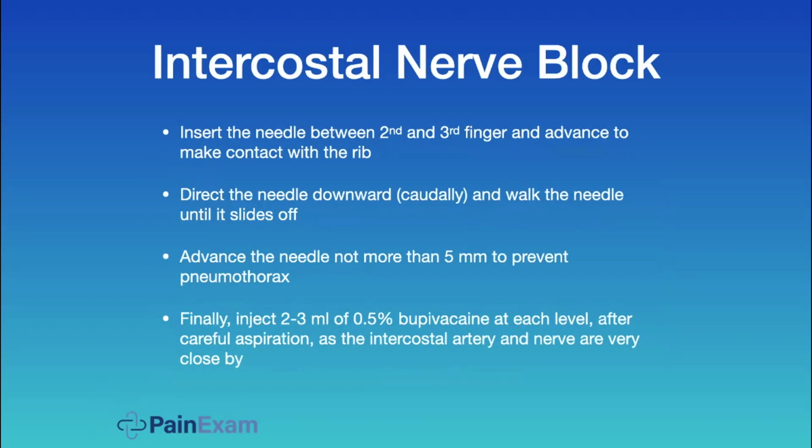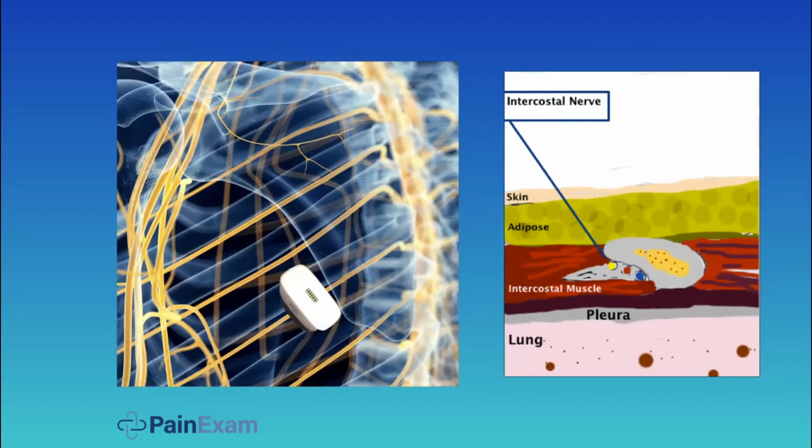And you don't want to go in any more than 5 millimeters to prevent pneumothorax. Of course, it varies from patient to patient. Some patients may be 2 millimeters. So you have to be smart about how you do this. And of course, I wouldn't do it blind unless I didn't have an ultrasound available, but I would do this with an ultrasound. So here's an image of the nerve, artery, vein.